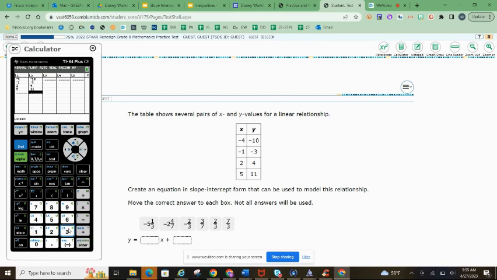Once all of your x and y values are entered in list 1 and list 2, you're going to go back to Stat. You're going to right arrow over to Calc. We want to hit 4, which is linear regression. Hit Enter until the screen changes. And here, I can see that in slope-intercept form, a is my slope, b is my y-intercept.